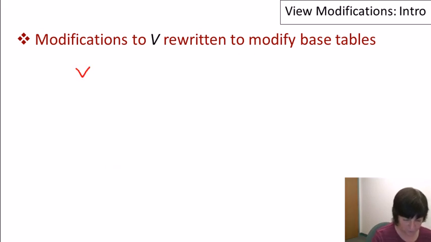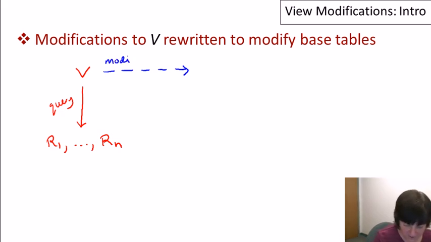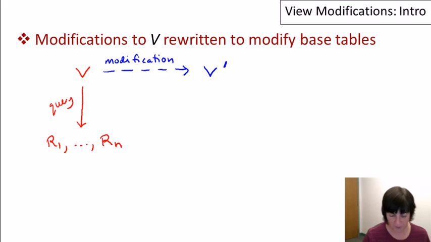Let's say we have our view V here, and V is defined based on a query over its base tables. And for now, let's just assume that those are stored actual relations. So it's defined over relations R1 to Rn. Now someone comes along and they want to modify V. Now V is just a logical concept, but the user thinks of V as a table, so they write a modification command. So that would be, say, an insert, delete, or update command using the SQL language, and they're imagining that V is a stored table, so they're imagining that the result of that modification command is going to be a new table V prime.